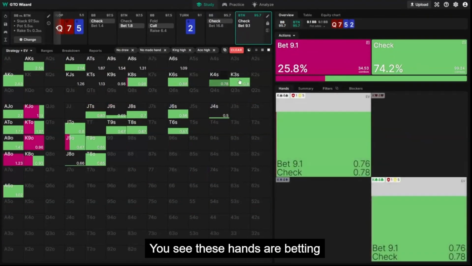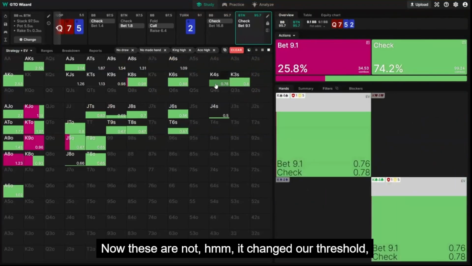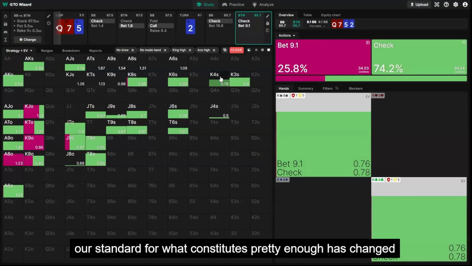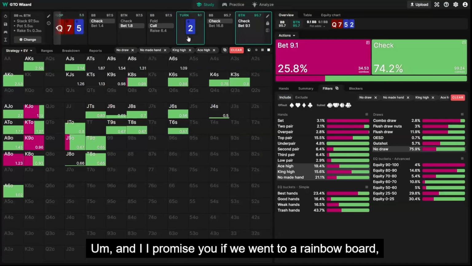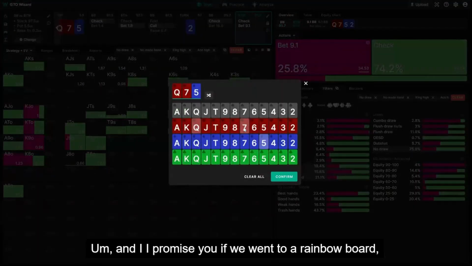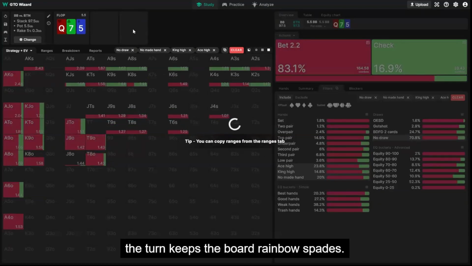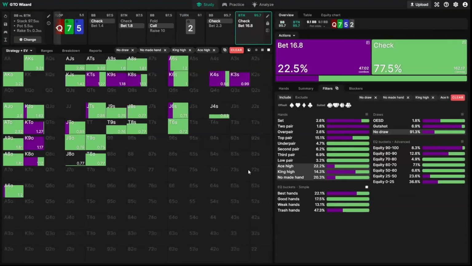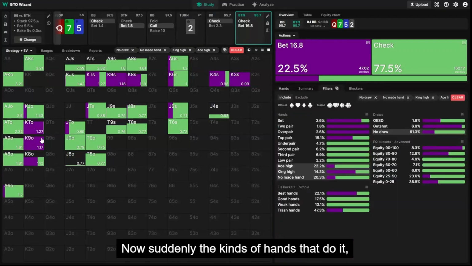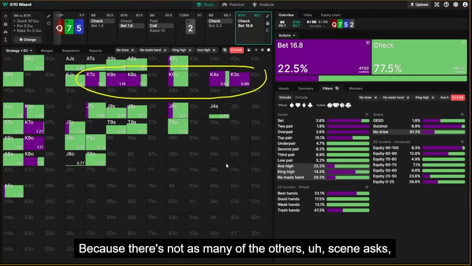So you've got to be careful, right? Now you see these hands are betting because they have the bold blockers. Now these are not. It changed. Our threshold, our standard for what constitutes pretty enough has changed, because our range now is more heavy on hands that can, quote unquote, look better, right? And I promise you, if we went to a rainbow flop, and the 2 keeps the board rainbow, the turn keeps the board rainbow, spades, and let's try to do the same sizing. Now, suddenly, the kinds of hands that do it changed, right? Now there's a lot more of these. Why? Because there's not as many of the others.